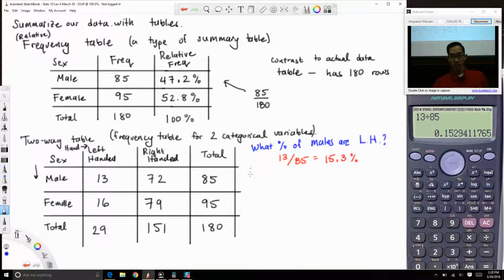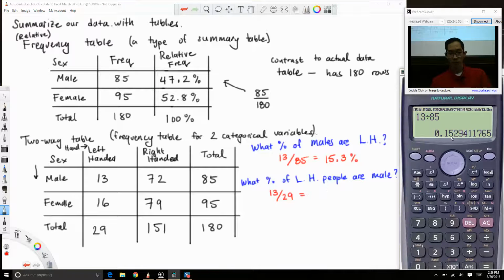Okay, and contrast this question to what percentage of left-handed people are male. And so what would the fraction there be? 13 over 29. Okay, 13 over 29, and we would get 44.8.